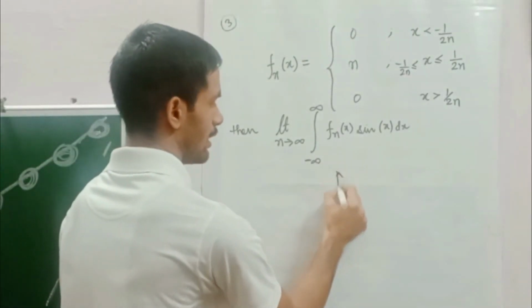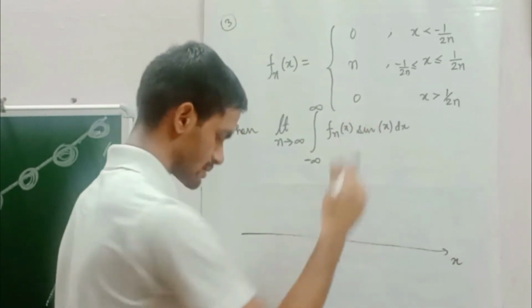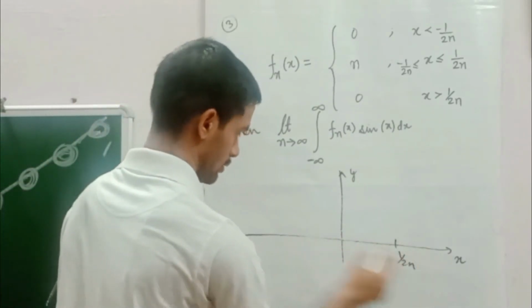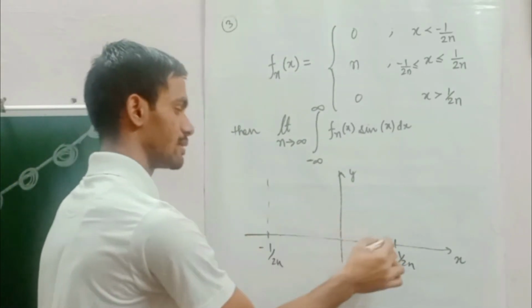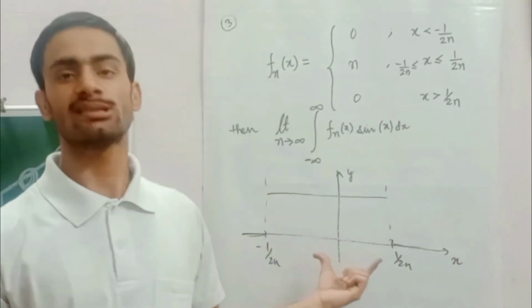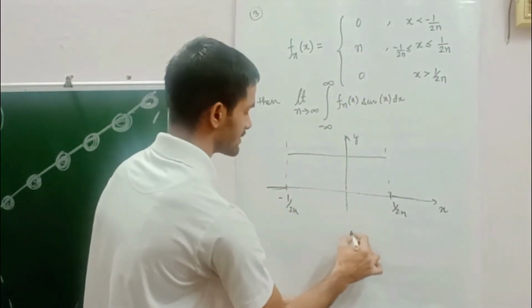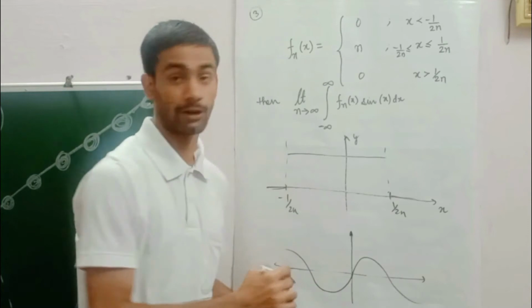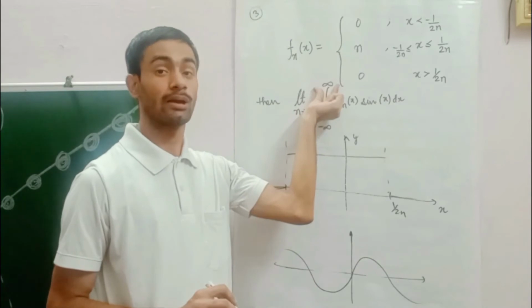Let's draw the graph of fn of x. Here x and its output, let it be y. So here 1 by 2n, here minus of 1 by 2n. Its value is n here, and for other values it's 0. So what can you say about it? It's an even function, and sin x you can directly say is an odd function, where we have to integrate from minus infinity to infinity.